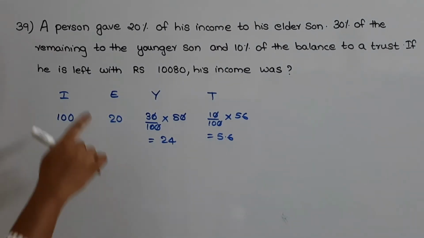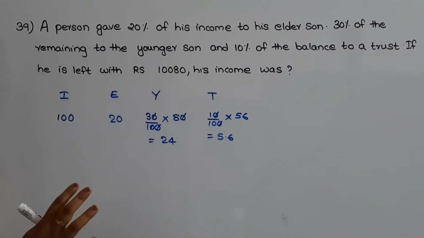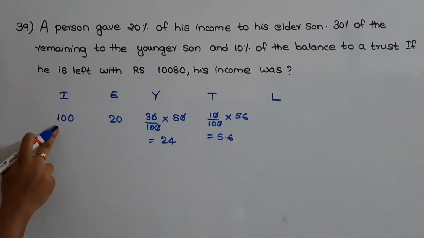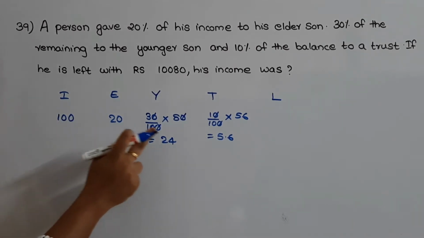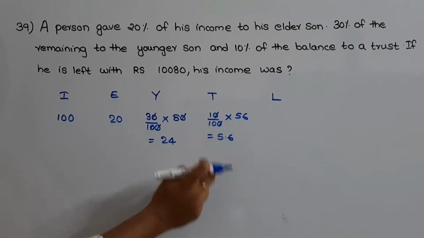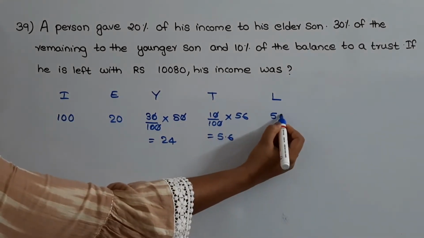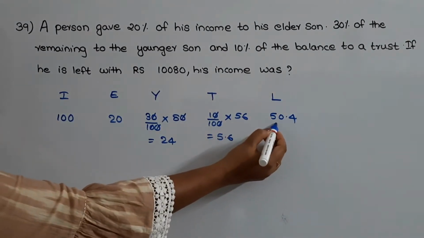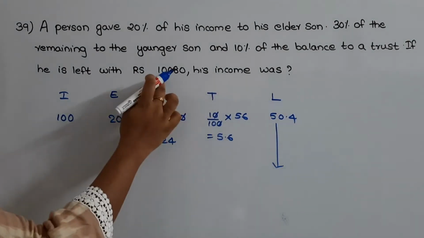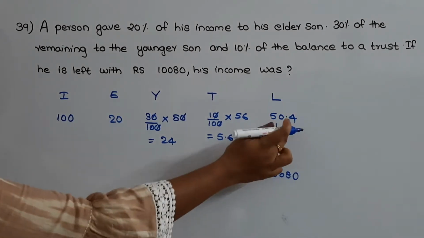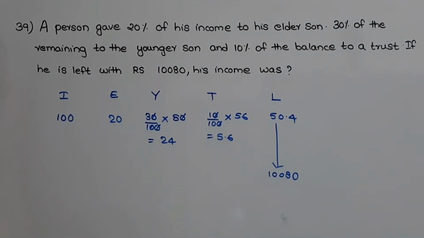Then they have given the money left with him. So what will be the money left with him if his income was rupees 100? That will be 100 minus 20 minus 24 minus 5.6. So that will be equal to 50.4. But this value is given in the question as 10,080. So we can represent this as 10,080.